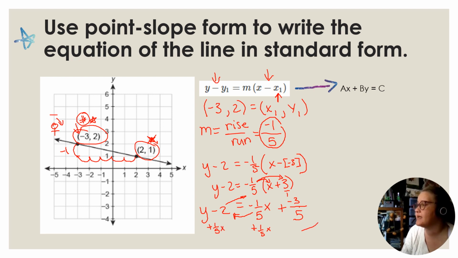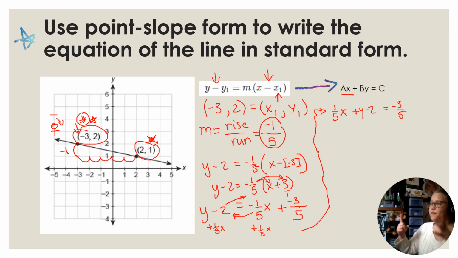All right, now for my next step, I'm going to come up here. Now I'm going to write my x term first because it comes first in my standard form. 1/5 x plus y minus 2 equals -3/5. Okay, now one more step to get into the basics of the format we're looking for. The next step is I need to add 2 to both sides. So that cancels on this side.